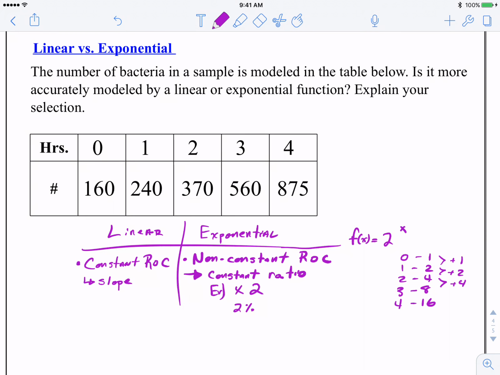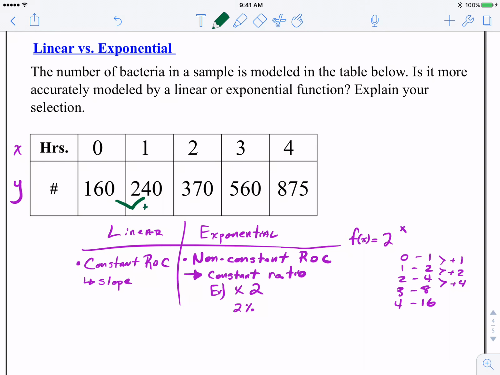So now that we know the difference between the two, let's take a look at this table. We have bacteria growth, we have hours as our x variable, and the number, or the population if you define bacteria as population, in the bottom row. So which one works best here? Well, it's not clear to me just looking at it, so I want to take a look at what's going on as the x values increase. It's clear that x is increasing by 1. But what's happening to the y values? Let's look a little bit closer.